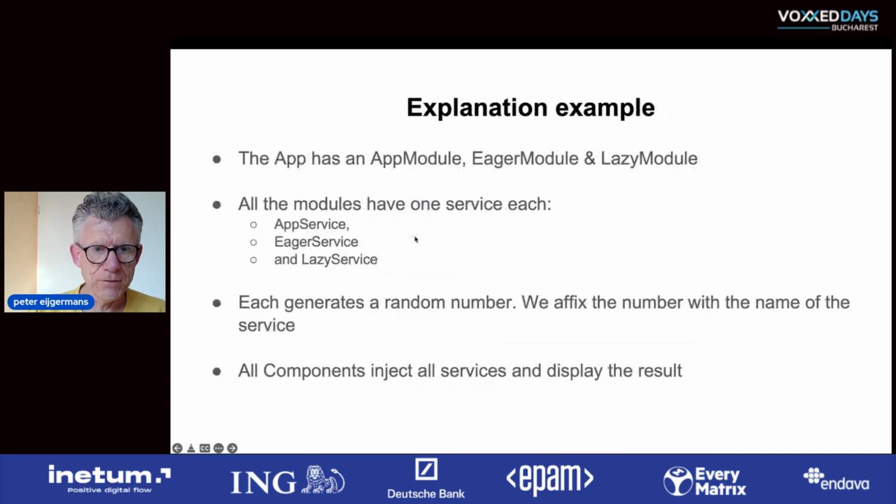I'll show you later. The app has three modules: app module, Eager module, and LazyModule. And all modules have one service each. They have an app service, and the Eager module has an Eager service, and the LazyModule has a LazyService. Each service generates a random number, and all components inject all services and display the results.